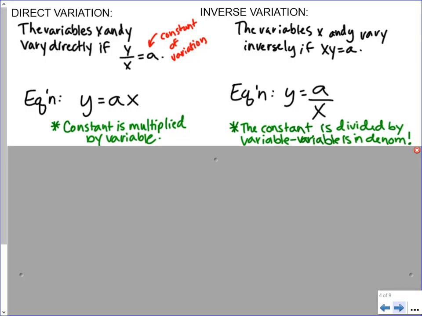If you have a variable in a numerator divided by a constant number, that is not inverse variation. Inverse variation requires that your constant be in the numerator and your variable be in the denominator.